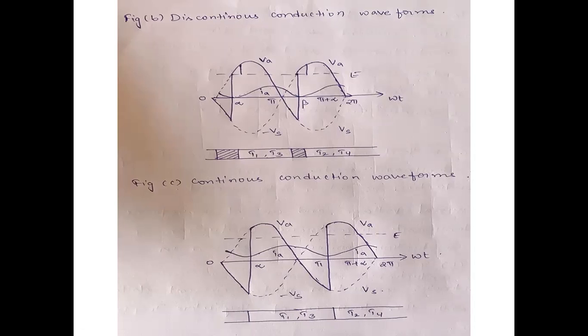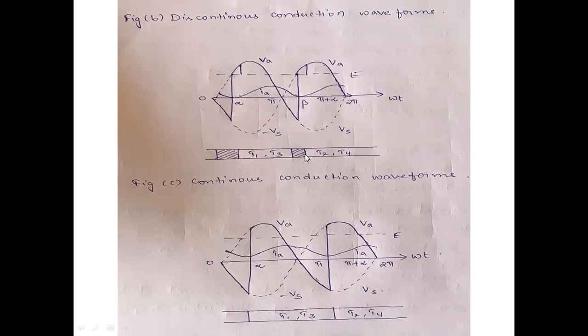Due to the absence of current, T1 and T3 will be off, because the firing signals are stopped for T1 and T3 and they stop conducting. So now, when T1 and T3 are off, what is the motor terminal voltage? The motor terminal voltage will be equal to the induced voltage E.